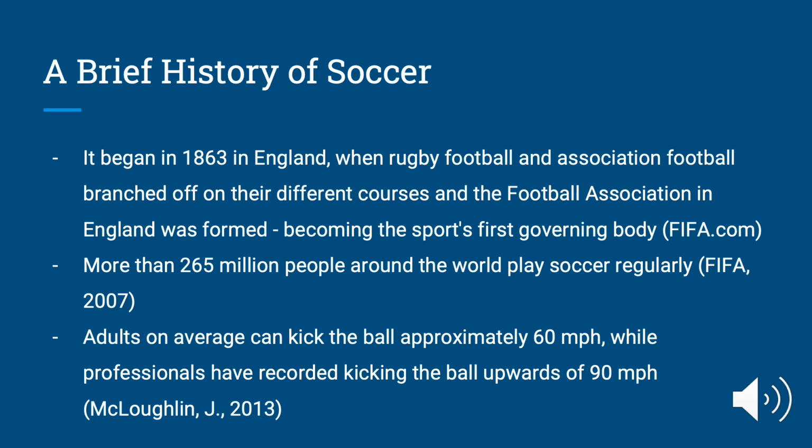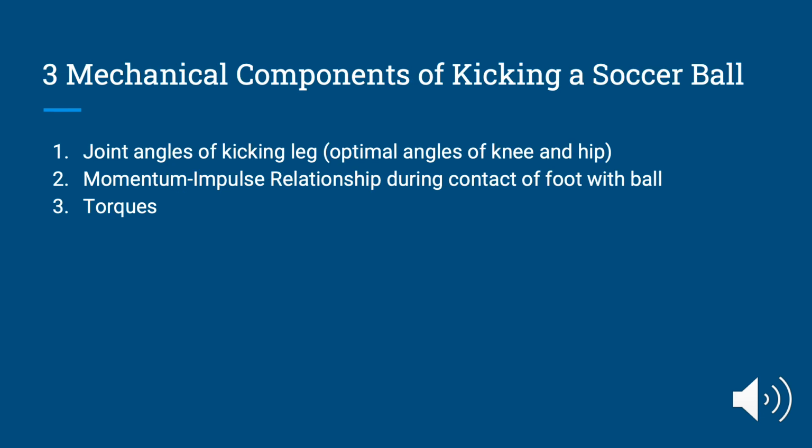So a little bit of background with that. Adults on average can kick the ball approximately 60 miles an hour, while professionals have recorded kicking the ball upwards of 90 miles an hour. The three mechanical components of kicking a soccer ball that we're going to focus on today are the joint angles of the kicking leg, which includes the optimal angles of the knee and hip, the momentum-impulse relationship during the contact of the foot with the ball, and then torques.